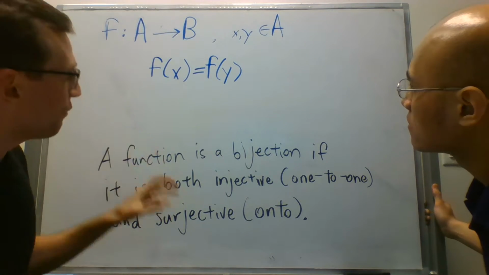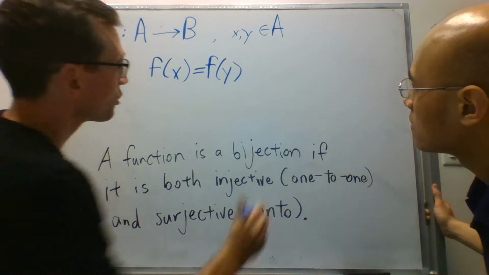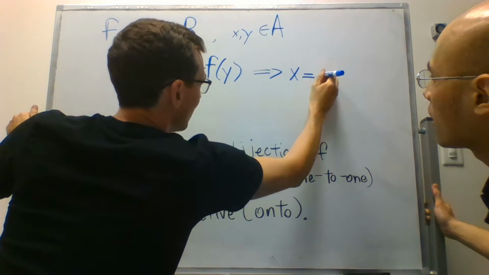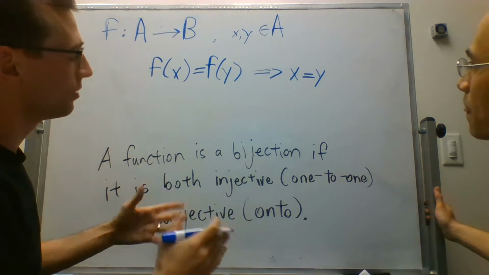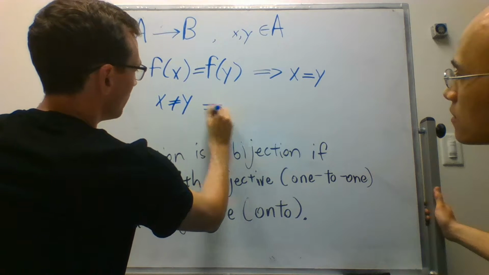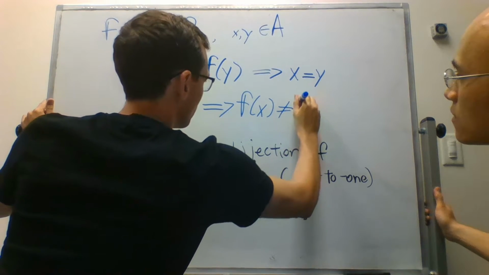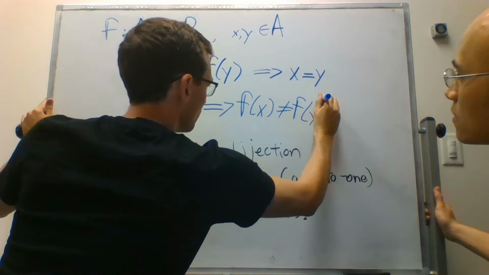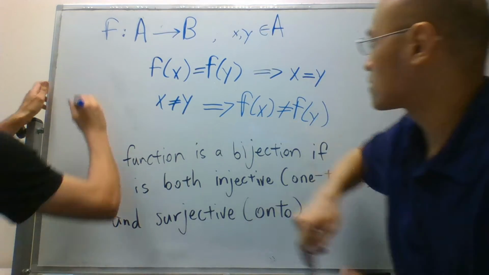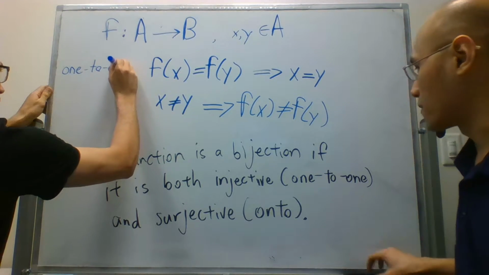If a function is one-to-one, it's defined as when f of x equals f of y, you know for sure, or this implies, that x equals y. Or, and some people like this definition a little bit more, if x does not equal y, then f of x does not equal f of y. Could you just write one-to-one on the left here, to signify that this is the definition of one-to-one?